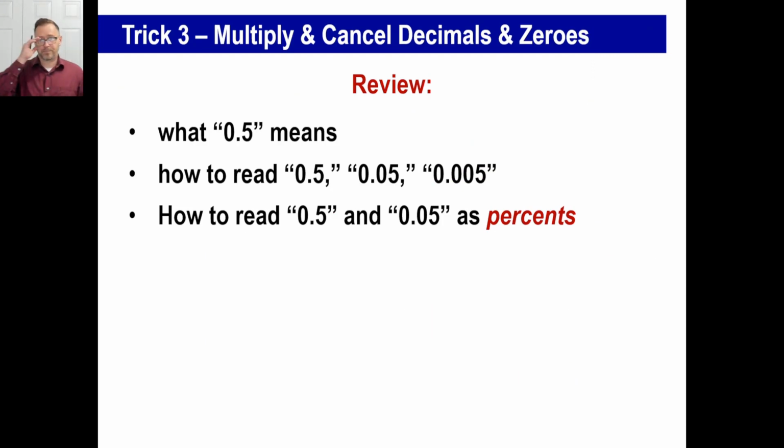This week, we're going to go back and look at 0.5 again. What does it mean? You're explaining to a little kid. What do you say? You say it's 5 out of 10, right? 5 tenths. Don't forget, 5 tenths, 5 hundredths, 5 thousandths. And reading them as percents, we'll talk about that in a second, all right?